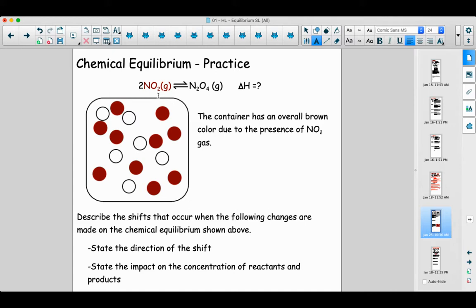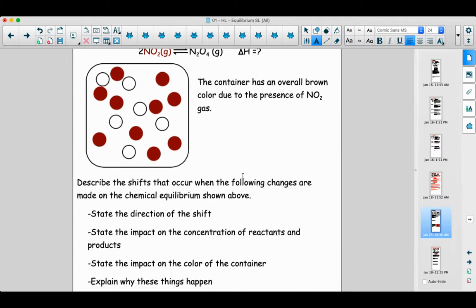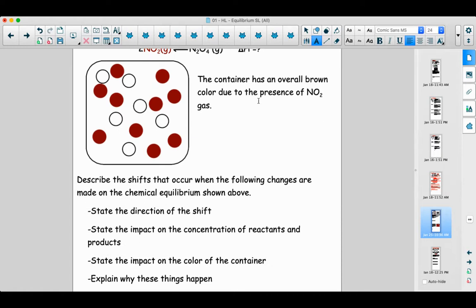NO2 molecules, nitrogen dioxide, are brown. N2O4 molecules are colorless. The equilibrium involves 2 NO2 particles on the left and 1 N2O4 particle on the right. Now I can see they're gas, so this is probably an example where they'll talk about pressure. 2 moles of gas on the left, 1 mole of gas on the right. It doesn't say if it's exo or endothermic, so maybe I'm going to have to figure that out from the question. Okay, the container has an overall brown color due to the presence of NO2.